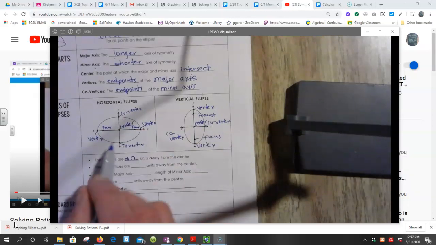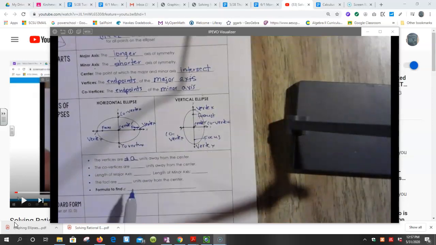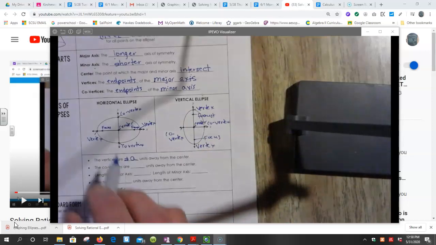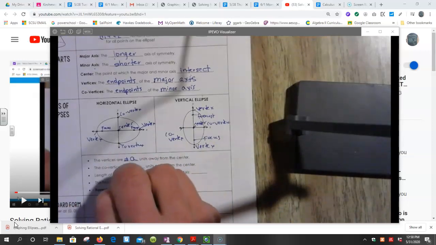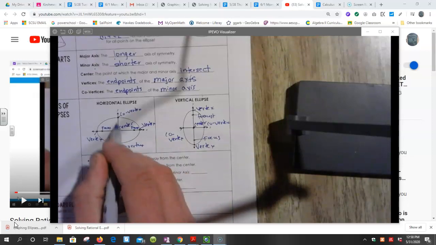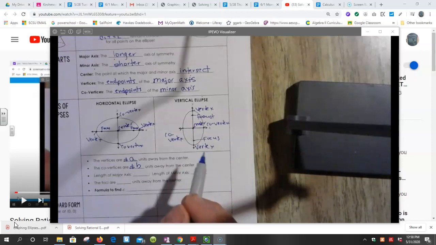A units away from the center, so here's a. So a is going to be here, and this is going to be a here. Okay, so a is the vertices. And the co-vertices are plus or minus b units away. So b is going to be the shorter distance from the center to the co-vertex.